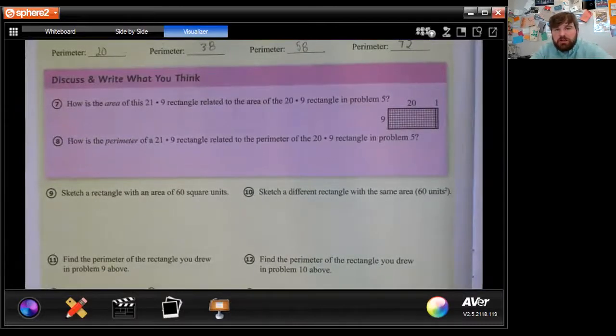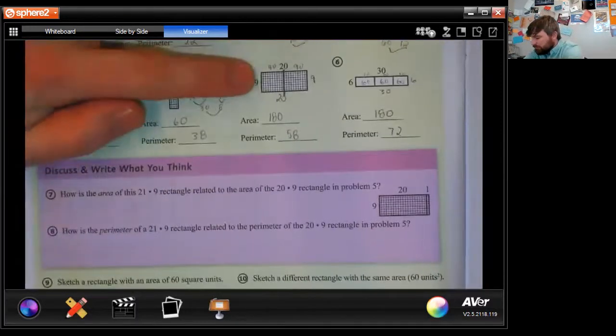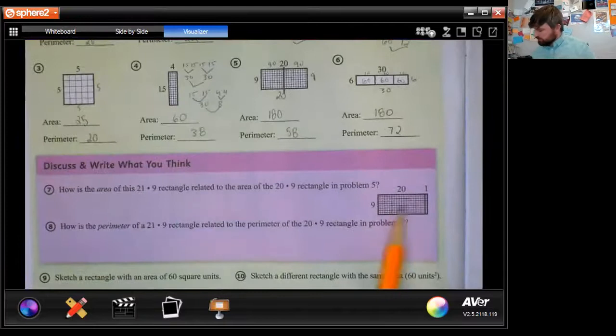How is the area of this 21 by 9 rectangle related to the area of 20 by 9 rectangle in problem 5? So here's problem 5. Okay, and they got 20 and then 21.